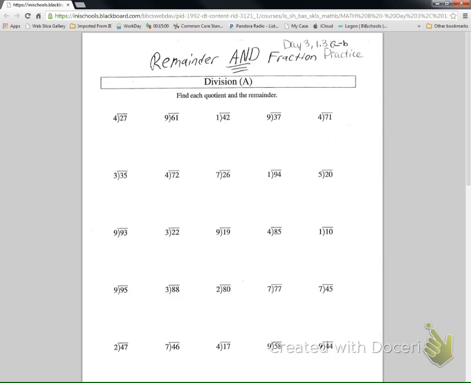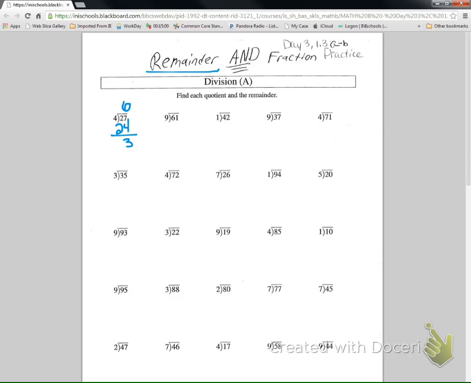First, we're going to go through and give you examples of how to write your answers in remainder form. So if you look at the first problem, 27 divided by 4. Well, we know that 4 doesn't go into 27 evenly, but it does go in at least 6 times. 6 times 4 is 24, and then you'll need to subtract that from the 27, and you'll get 3.